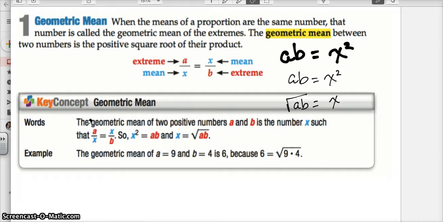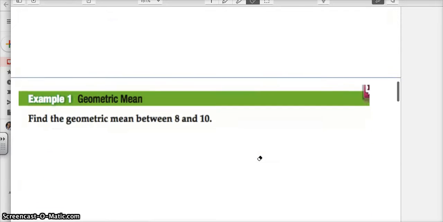So in a key concept nutshell way, the text writes it out like this. The geometric mean between two positive numbers A and B is a number X such that they have this relationship, X squared is equal to AB, or X is equal to the square root of AB. A specific example would be that the geometric mean of 9 and 4 is 6 because 9 times 4 is 36. Square root of 36 is 6. Cool? All right, so that's the geometric mean.